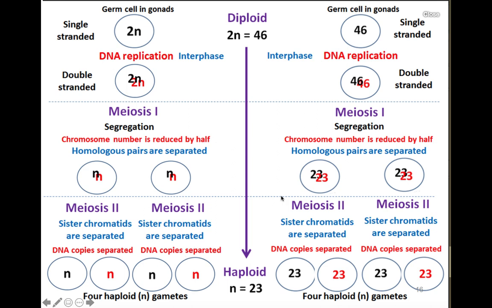So obviously this is the same. For example, N is 46 for us, so it would be 23, and then each haploid gamete would end up with 23. So meiosis is two stages, very important.